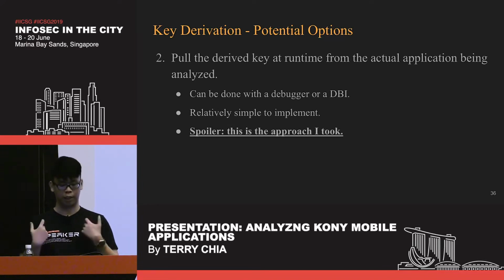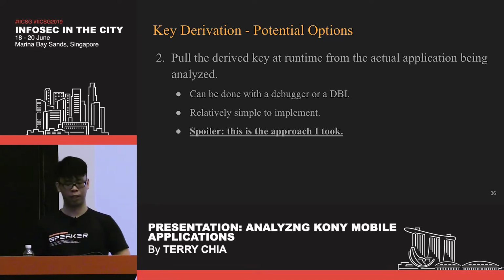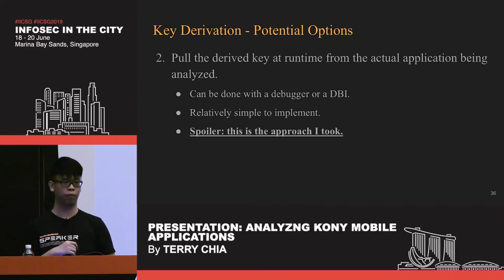The second option I came up with was to pull the derived key at runtime from the actual application that you are analyzing. So this is quite simple to do with a debugger or a dynamic binary instrumentation framework. It's relatively simple to implement, and this is the approach that I eventually ended up with.